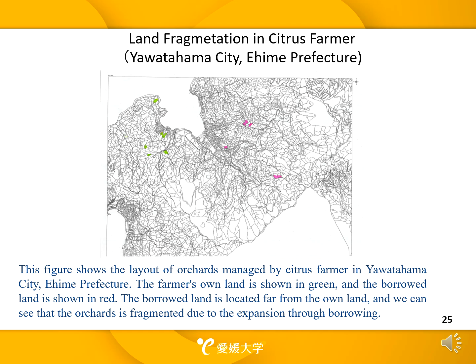The farmer's own land is shown in green, and the borrowed land is shown in red. The borrowed land is located far from the owned land, and we can see that the orchards is fragmented due to the expansion through borrowing.